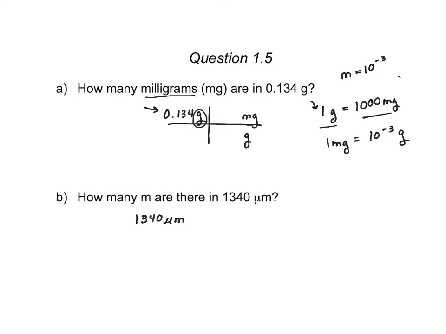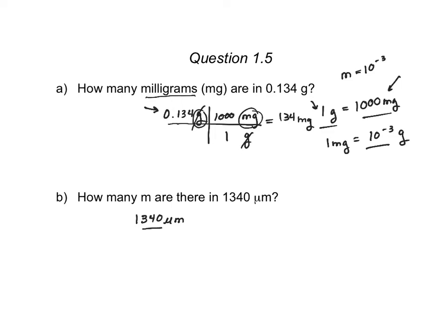So again, this is my statement of equivalency. For every 1 gram, how many milligrams do I get? 1,000. So if I take this number and I multiply by 1,000, I get 134. And again, these cancel, and I'm left with this. This is similar. Multiplying by 1,000 is the exact same thing as dividing by 10 to the minus 3, okay?